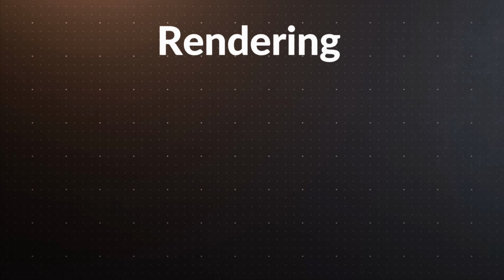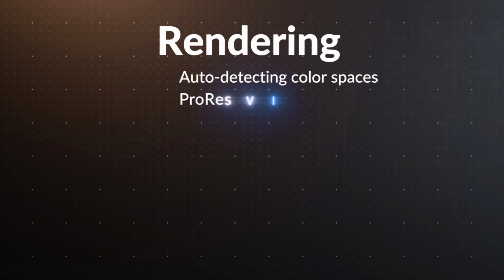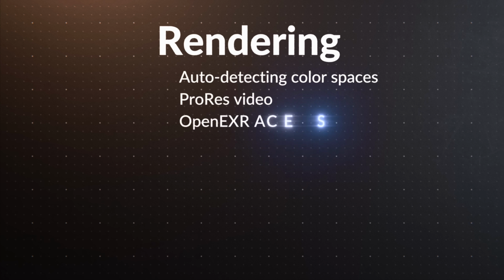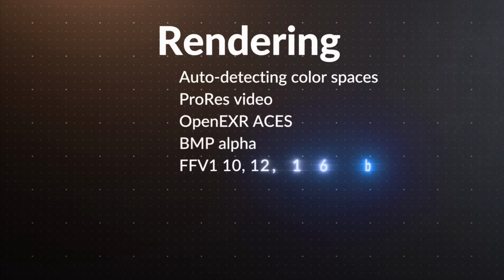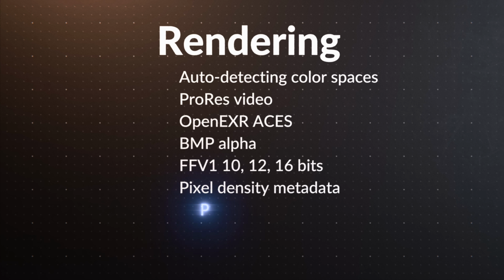When it comes to exporting images and movies, auto-detecting color spaces was improved, ProRes videos can now be written, OpenEXR can now read and write ACES metadata, BMP images can now have an alpha channel, the FFV1 video codec can now render to 10, 12, or 16 bits, and rendered images can now store pixel density metadata, such as pixels per inch or non-square pixels.